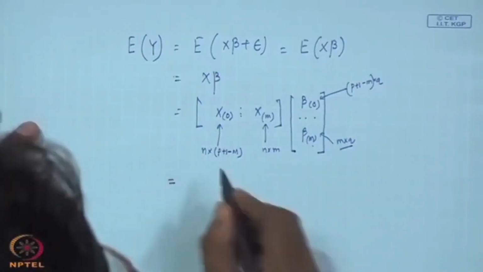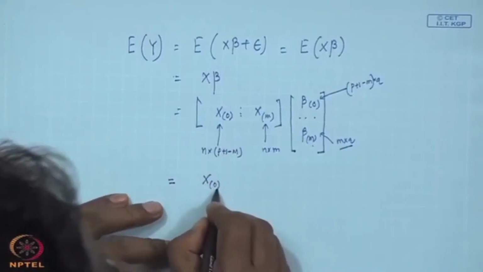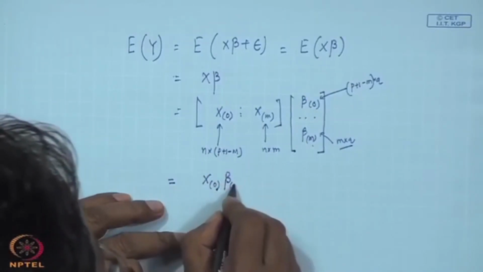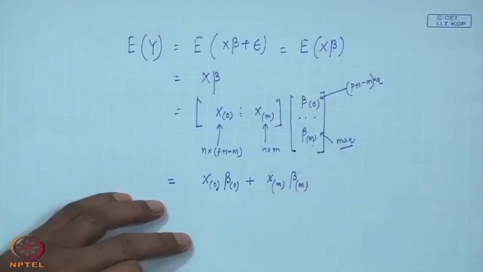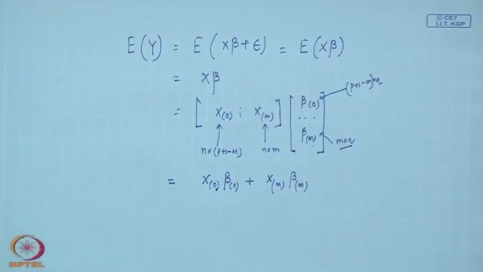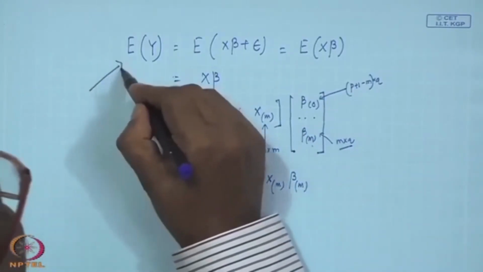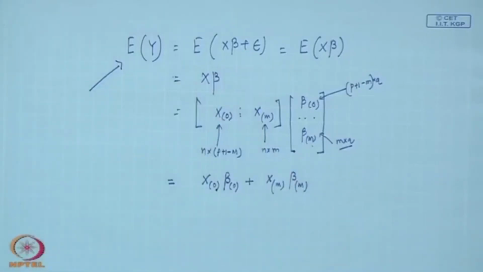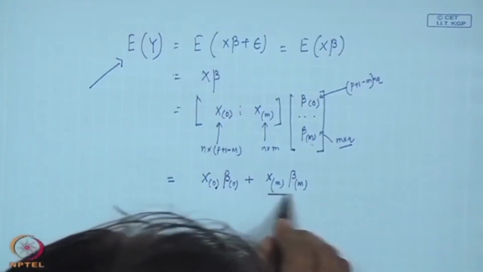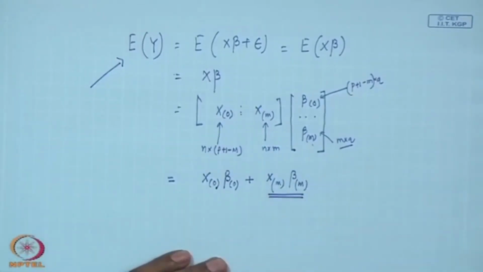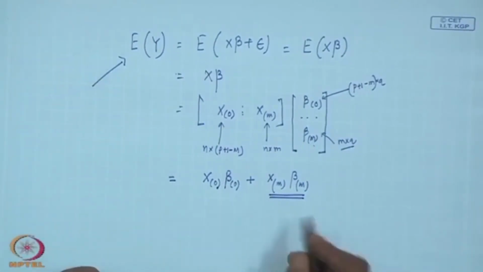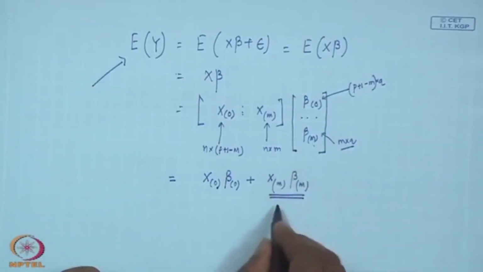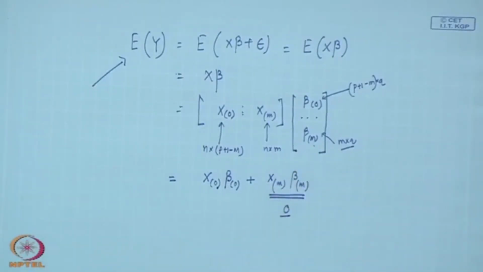Okay, so you can write it like this: x0 beta 0 plus xm beta m. We are not considering the error term because we have taken the expected value of this. If m variables are not contributing towards explaining y's variability, then ultimately beta m will be 0. So that means this resultant will be 0.